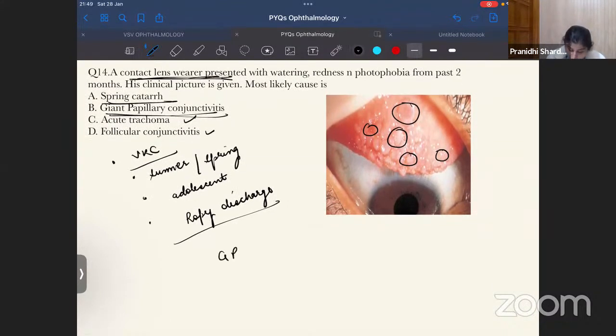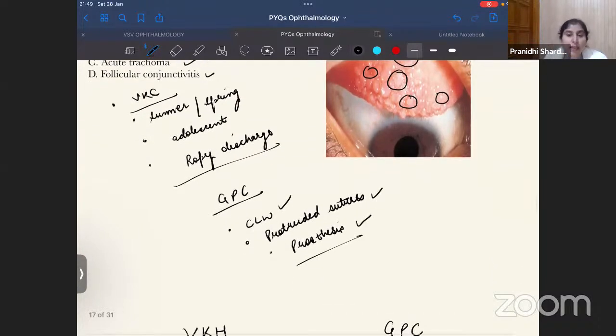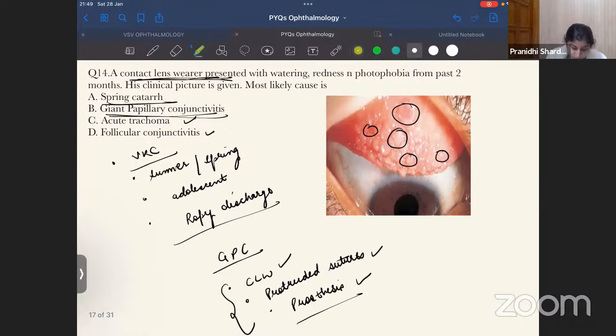But in GPC, you will be given contact lens wear history, or that the patient was operated and there was suturing, because protruded sutures can also give rise to GPC. So there can be a history of suturing in the eye, or a history of prosthesis. There can be either contact lens wear history, protruding sutures, or a prosthetic eye. So these all will give a hint about GPC. So here the answer will be GPC, not just by the image but by the history.